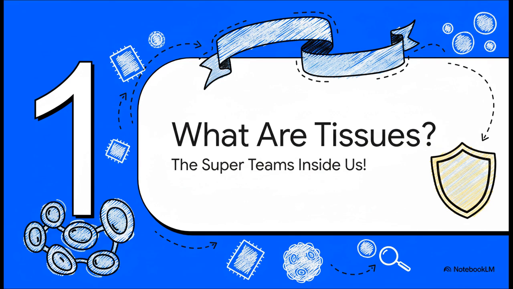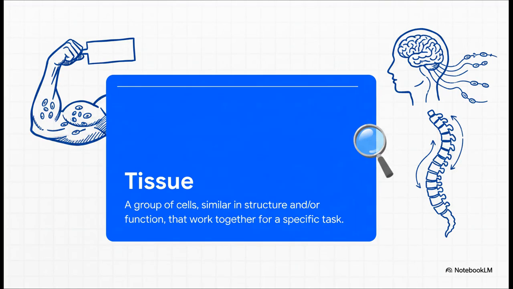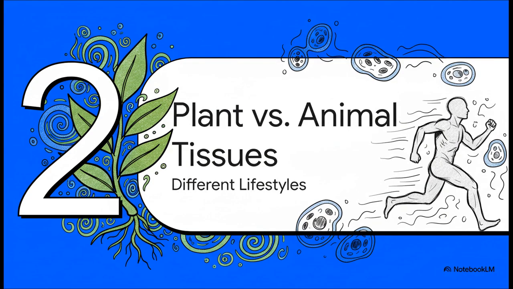Okay, let's start with the big question. What exactly are these super teams that we're talking about? The textbook definition is really simple. It's just a group of cells that are similar and have ganged up to do a specific job. That's it. So, for example, all the cells in your arm that help you move, they form muscle tissue. And the cells that carry messages from your brain, they form nerve tissue. See? It's that easy.